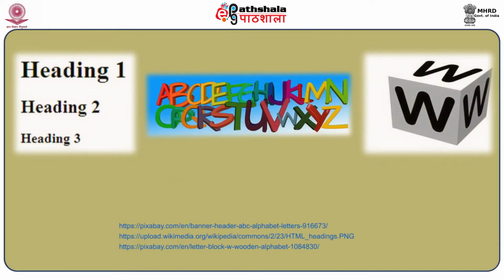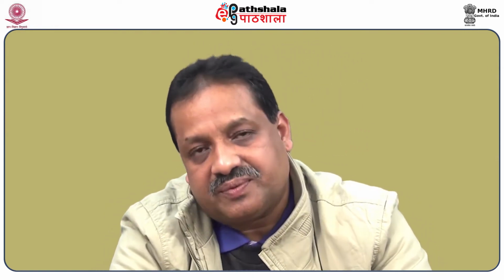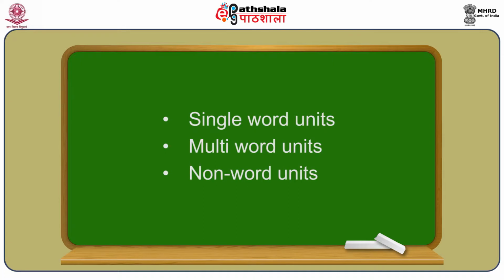Headwords are those normally written in block letters or in bold face, on the left hand side, and the other part is the information part in the dictionary. Those headwords are basically collected from the corpus. Now, if you give a full list of words, they can be classified into three types: single word units, multi-word units, and sometimes the non-word units are also there. They can be treated as words.